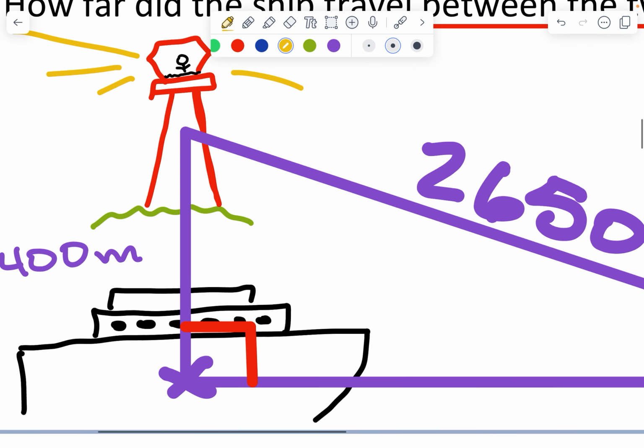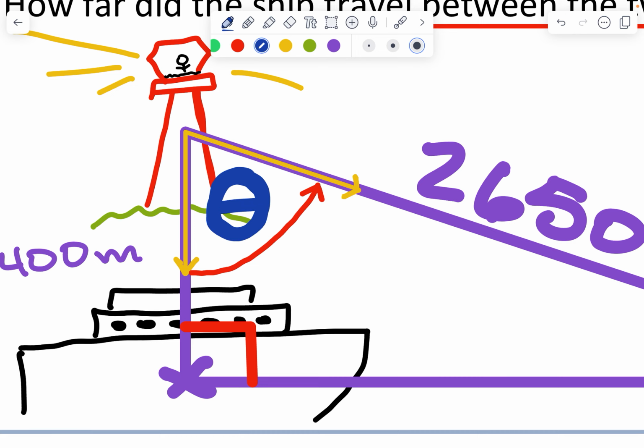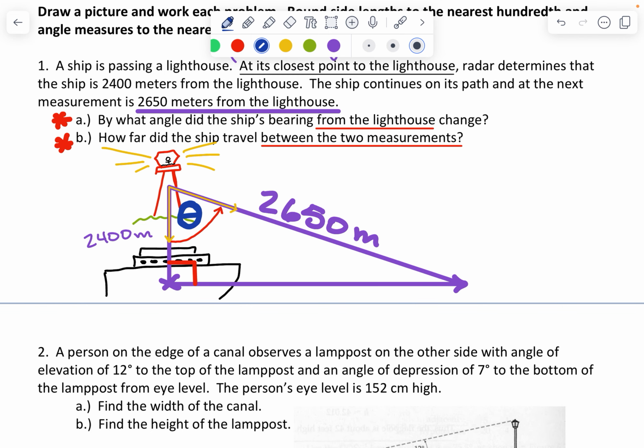So initially, the boat was straight out from the lighthouse, and then it was out past the lighthouse. So when we are looking for our angle, we are looking for this angle right here. So we're going to make that our theta. Okay, that's our unknown angle. Then the next thing, how far did the ship travel? That's going to be our horizontal distance this way. How far did the ship travel from point A to point B going forward?